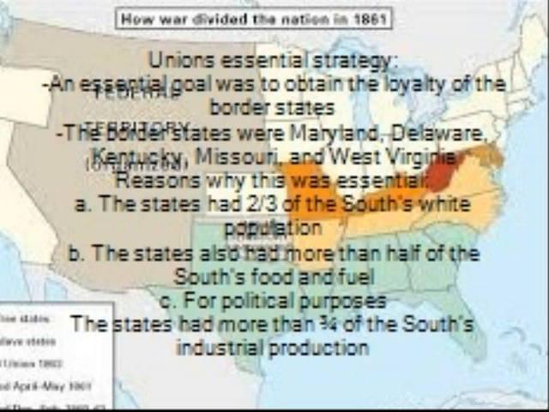An essential goal was to obtain the loyalty of the border states. The border states were Maryland, Delaware, Kentucky, Missouri, and West Virginia. Reasons why this was essential: because the states had 2/3 of the whites' population. The states also had more than half of the South's food and fuel for political purposes, and more than 3/4 of the South's industrial production.